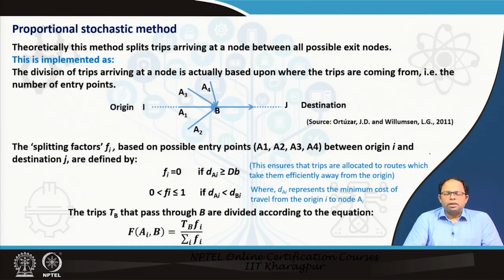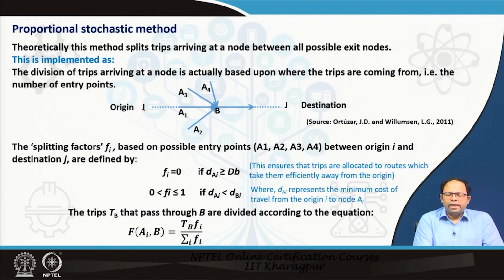Then in the next method, the proportional stochastic method, theoretically this method splits trips arriving at a node between all possible exit nodes. That means we divide the number of trips going from one node to another node. That means it splits the trips into different pathways. But when it is implemented, the division of trips arriving at a node is actually based upon where the trips are coming from, that is the number of entry points.